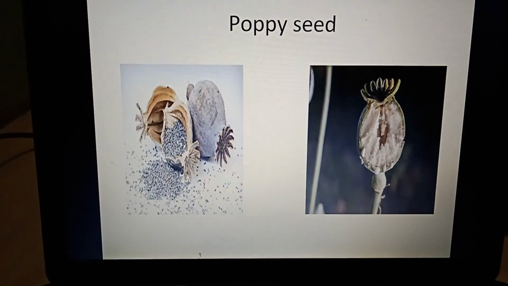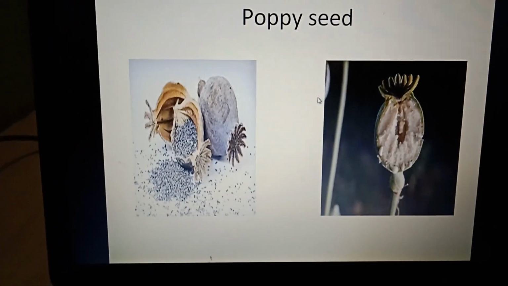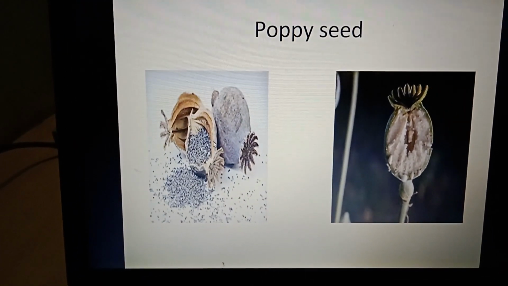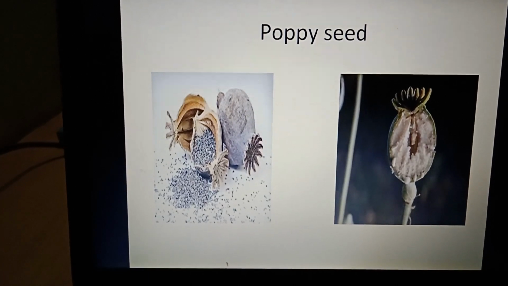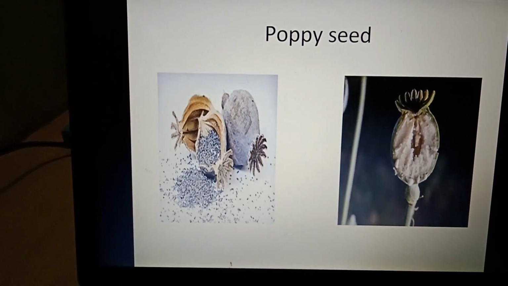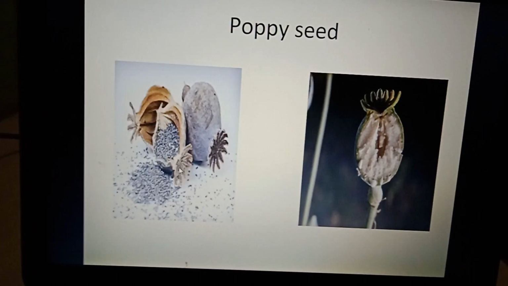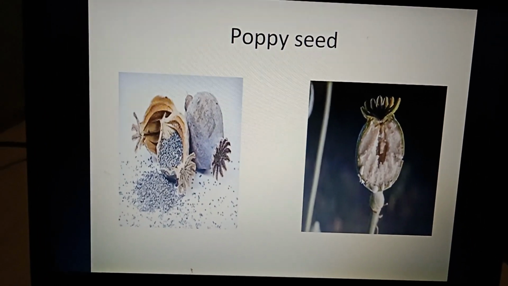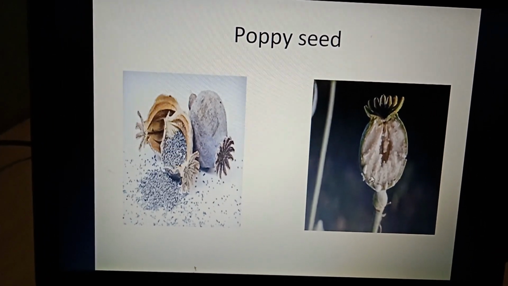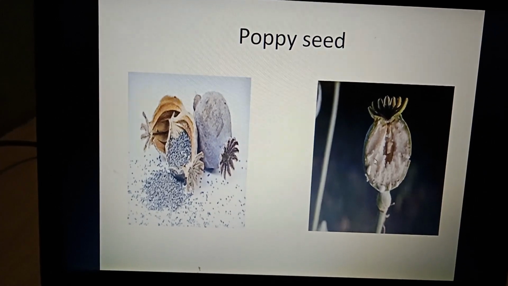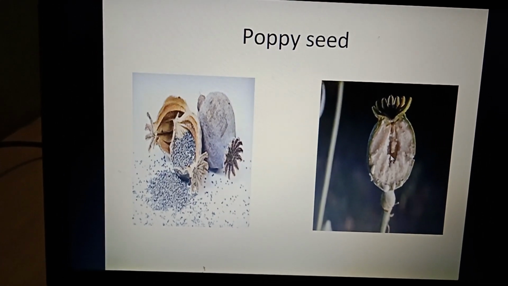So when we are dealing with this particular plant, this is the capsule when it is dried. The seeds can be isolated, and these seeds are used in food. And this is the capsule when we cut it while it is green in color; this latex and this part is used for isolation of morphine.